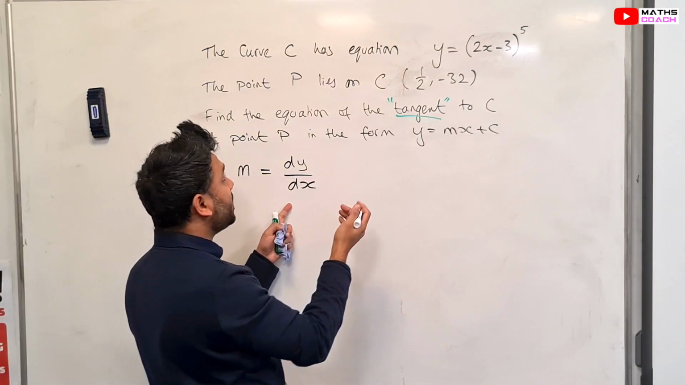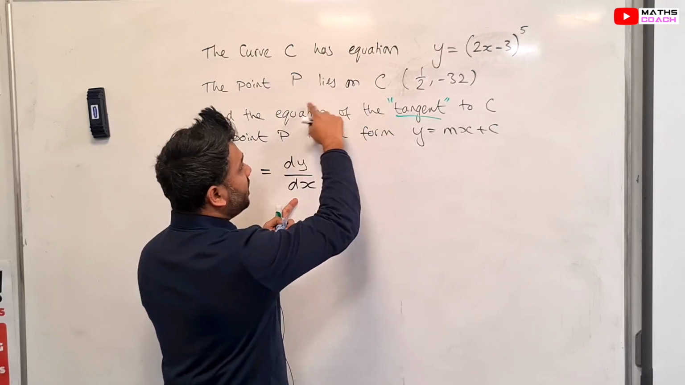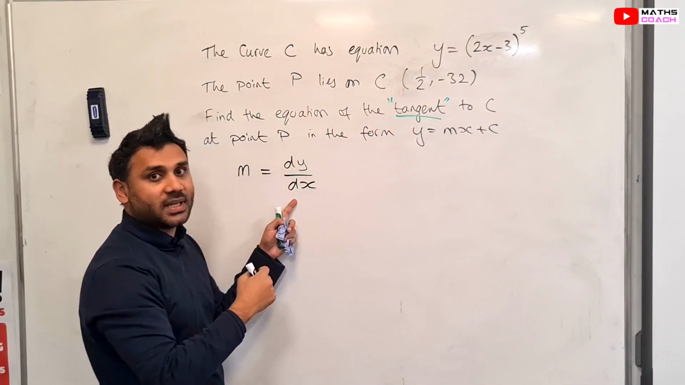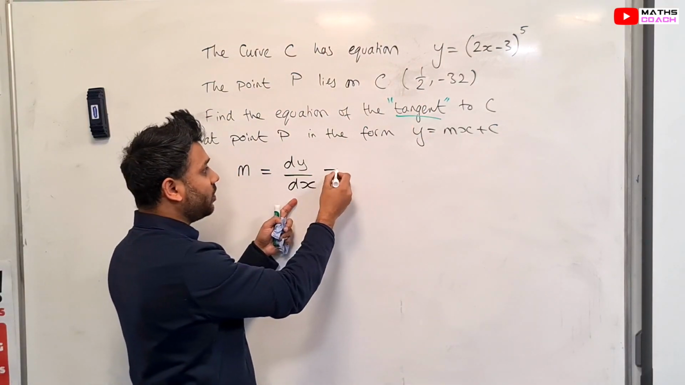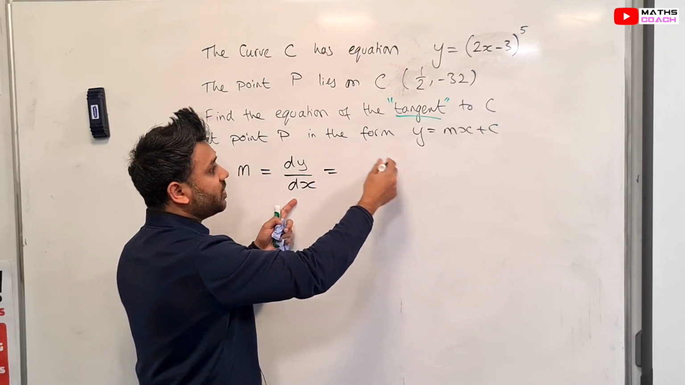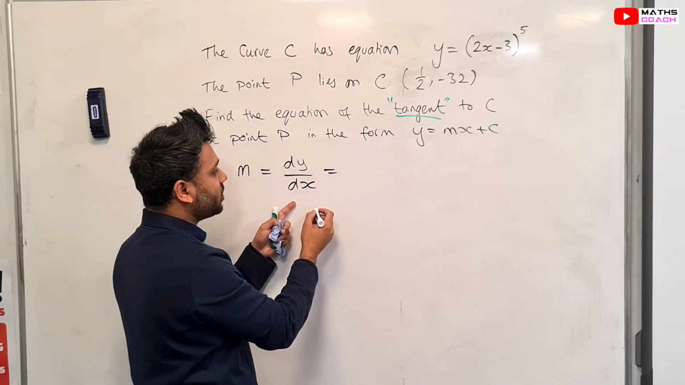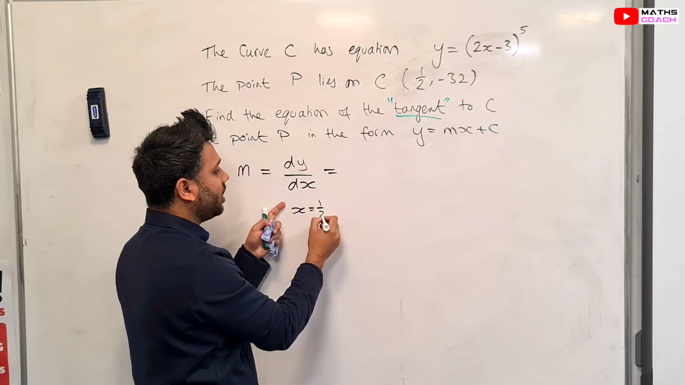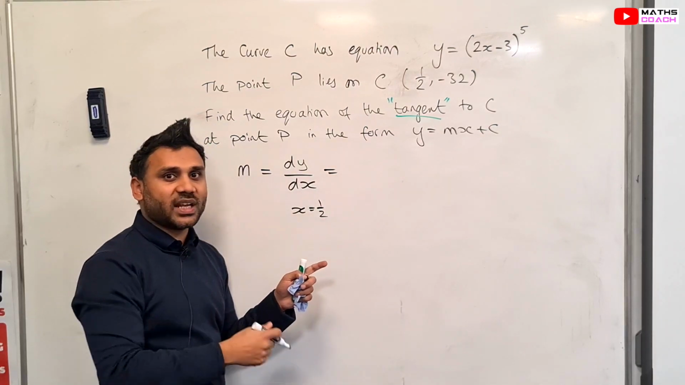At what point are we looking at? We're looking at point P, and the x coordinate at that point is a half. So once you've worked out the expression for dy by dx, we will then have to substitute in x equals a half to work out the numerical value of that gradient.